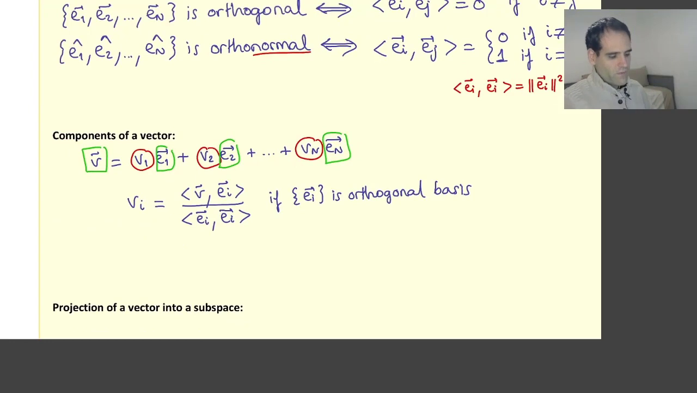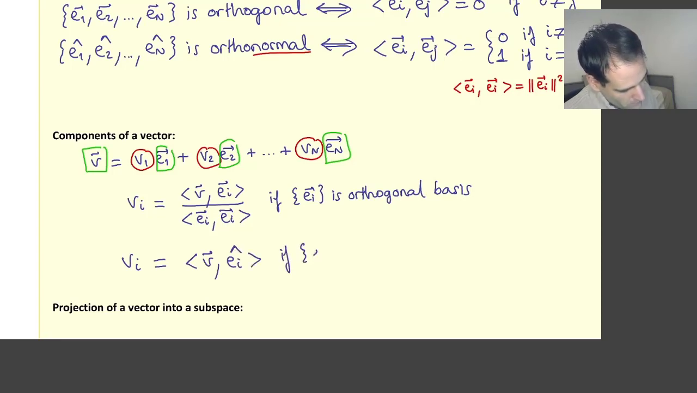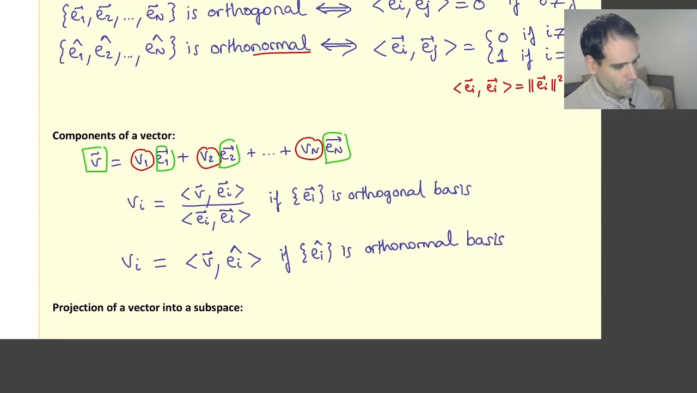Okay? Now, it's even easier if the basis is orthonormal, because in that case, vi is given by the inner product between v and the basis vector, which has a unit length. And this is true if ei is an orthonormal basis. Okay, we will do some problems later.